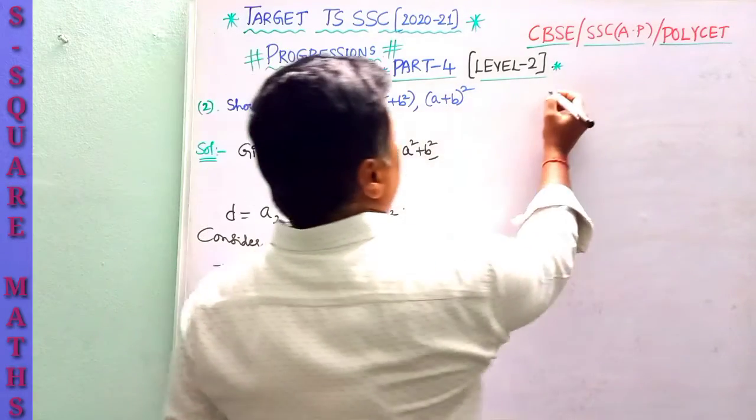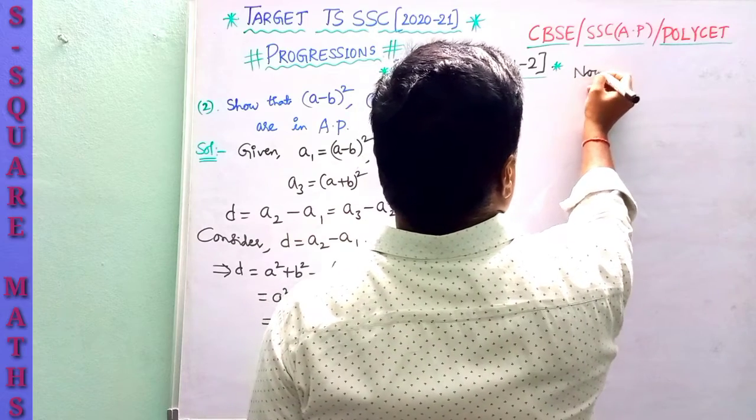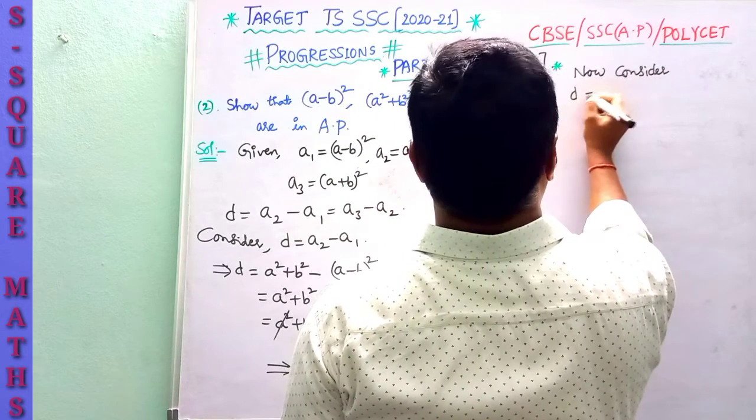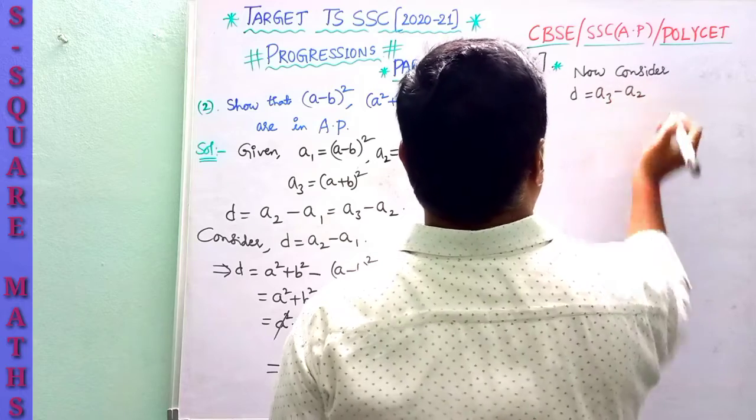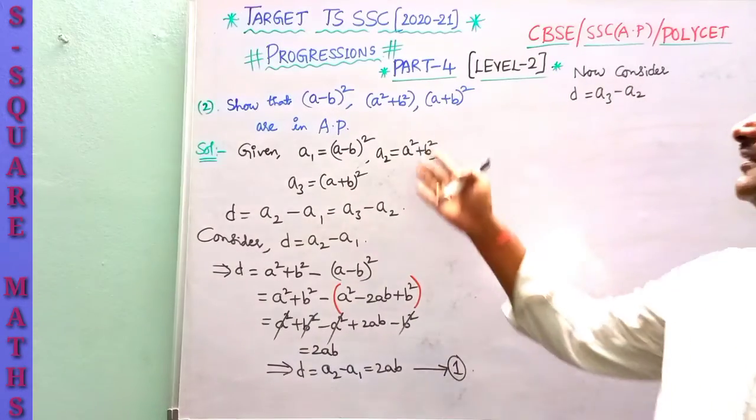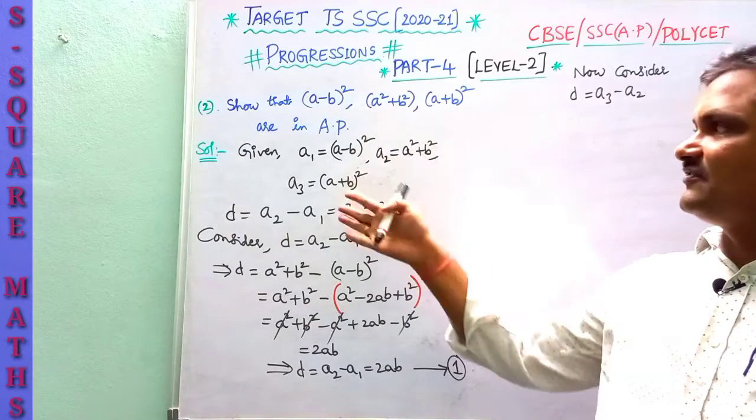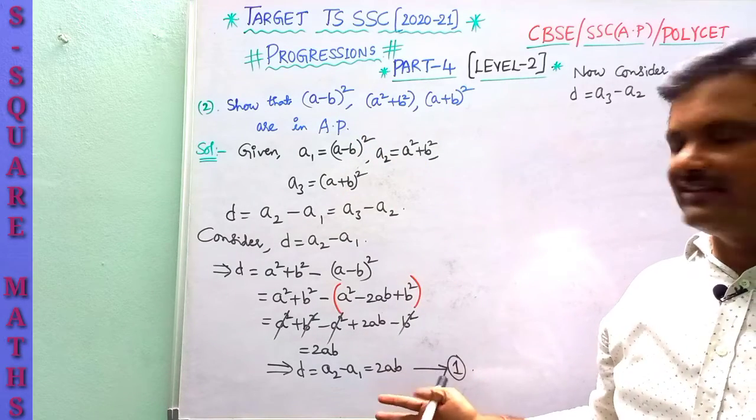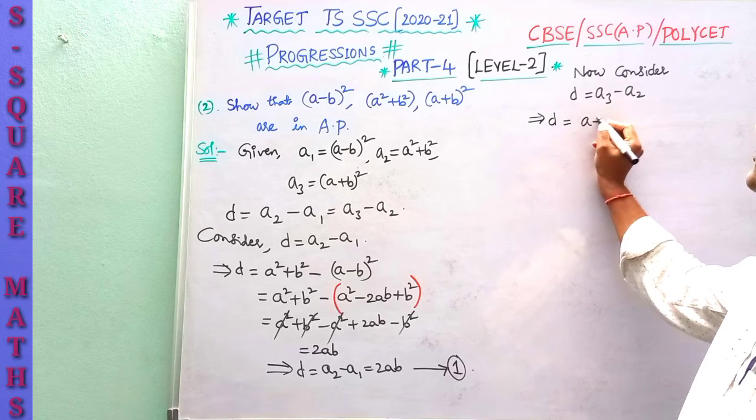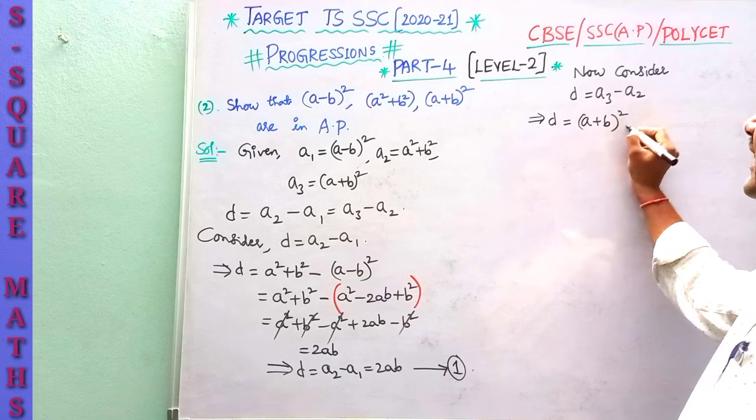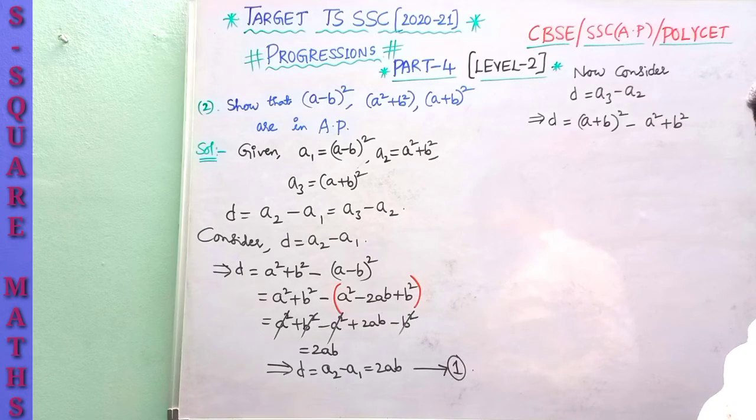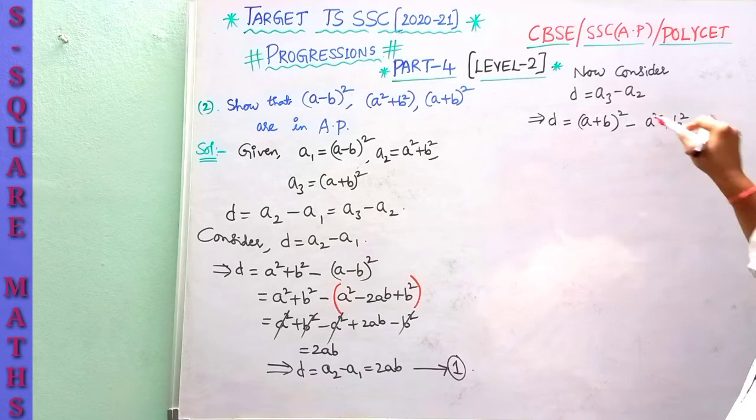Next, now consider again d is equal to a3 minus a2. So according to our given hypothesis, we have to get the same common difference. Okay, so this implies d is equal to now a3, which is nothing but (a plus b) whole square, minus a square plus b square. Again the common mistake, so be careful while doing.